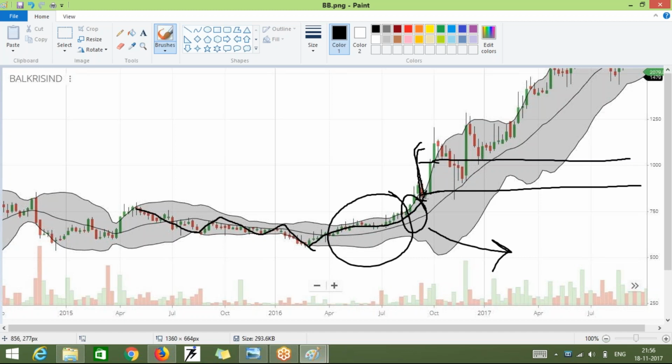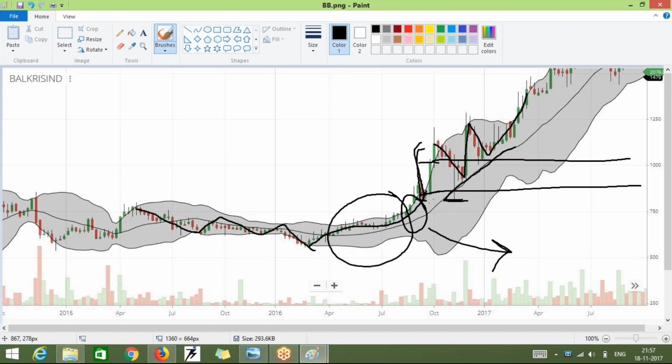If you entered at this level, again you will be panicking when it touches the SMA. But your SL in case of Bollinger Band should not be when the stock is trading above the 20 SMA. You should keep your SL below this. But see what happened at this level, a big shadow is being formed, and it could be a case of hit and go.